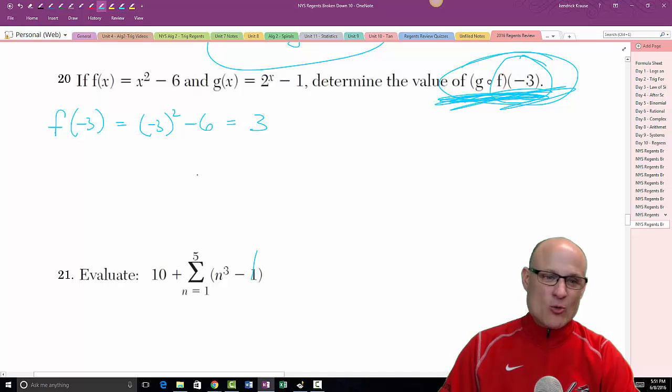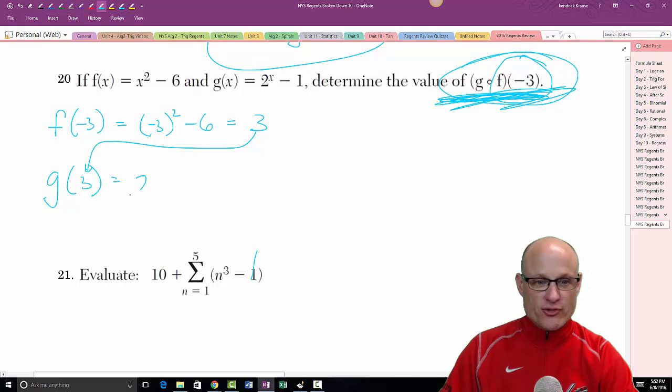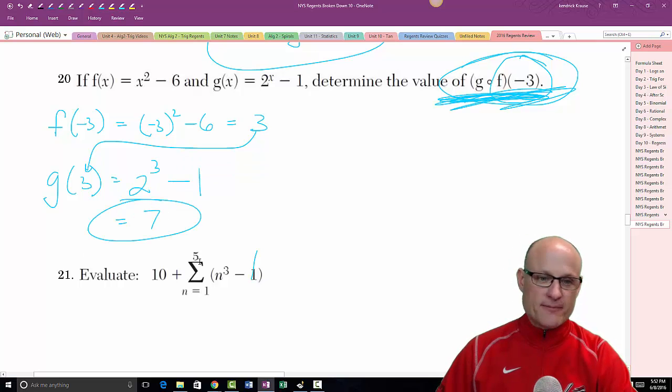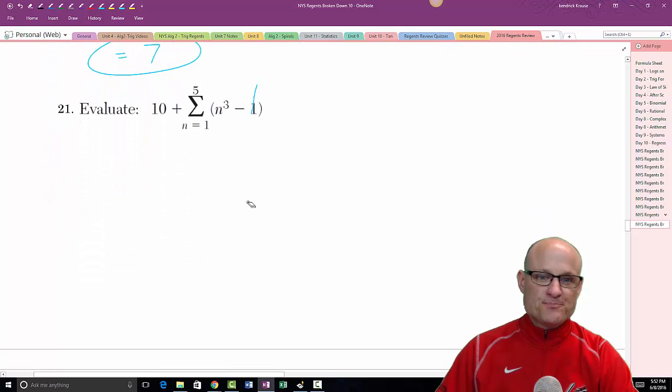Now, whatever we get, we're going to plug into g of x. So whatever we get, now we plug into g of x, g of 3. Oh, that's 3 cubed minus 1. Well, 3 cubed minus 1 is 26, but if you don't trust yourself, check it. All right, here we go.